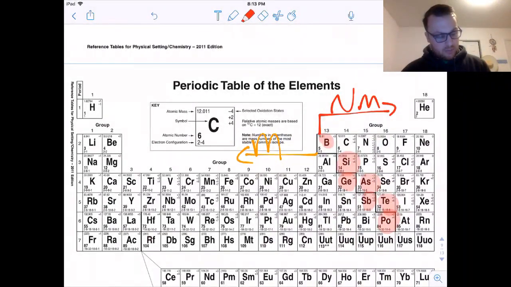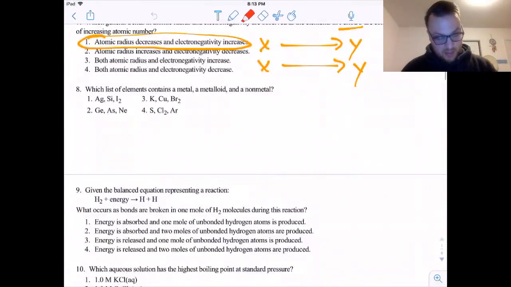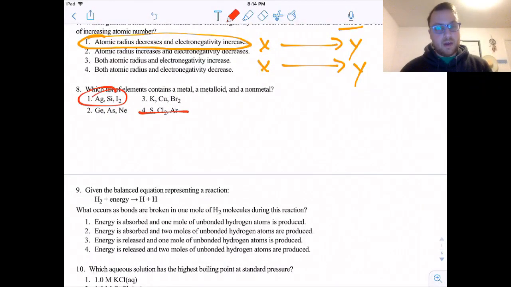So you want to find in that list an element that's to the left of the staircase, an element that's to the right of the staircase, and then an element that's on the staircase. And when I go back to the answers, I believe, giving it a quick look, it should be answer choice 1. 4 does not have a metal in it. Those are all non-metals. It also doesn't have a metalloid. We got non-metal, non-metal, non-metal. 3 has metal, metal, non-metal, gone. 2 has metalloid, metalloid, non-metal, gone.